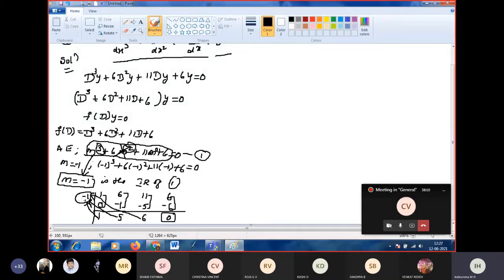The first root, what you considered, m equal to minus 1. If it is correct, compulsorily you will get 0. So now you write the equation for these coefficients. Now it is reduced to a quadratic equation instead of a cubic equation. So how can you write the equation for the coefficients? What you got here: m square plus 5m plus 6.